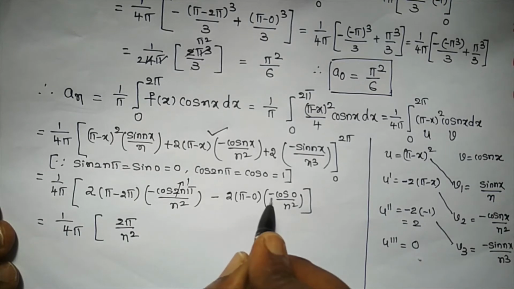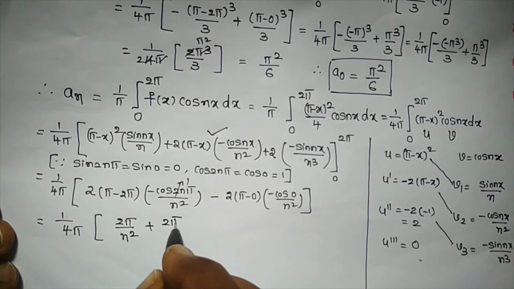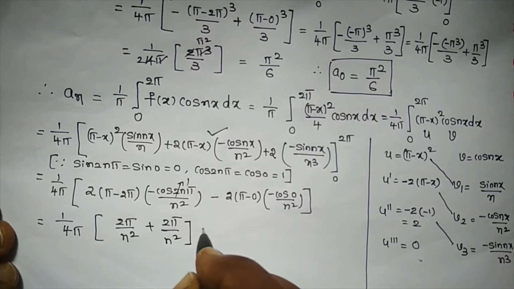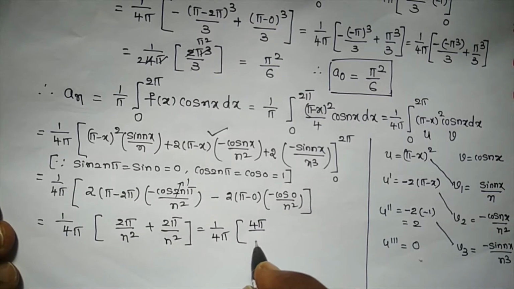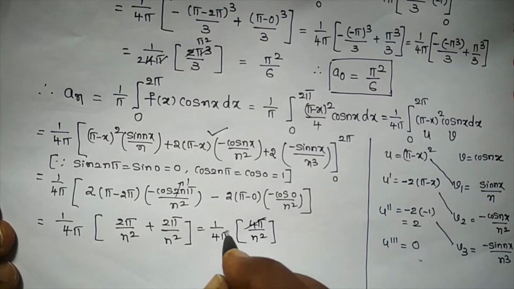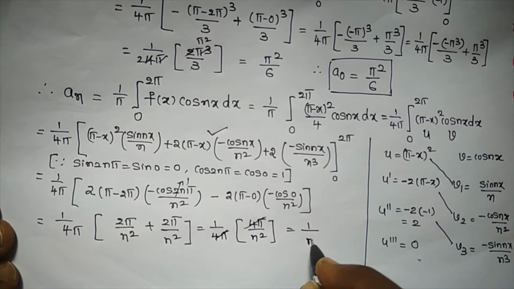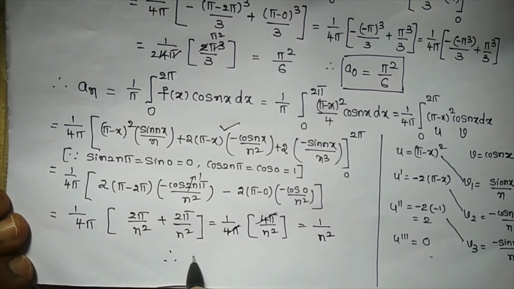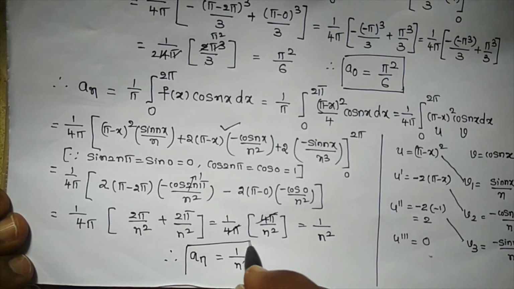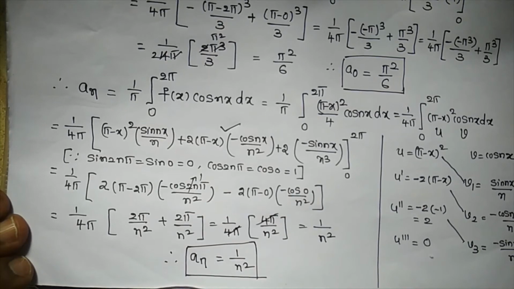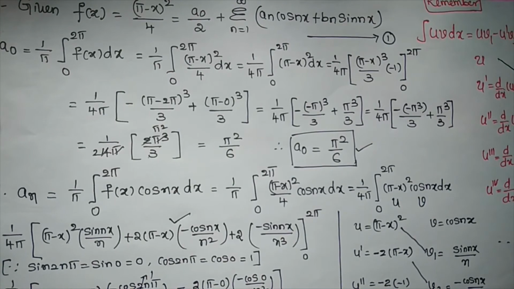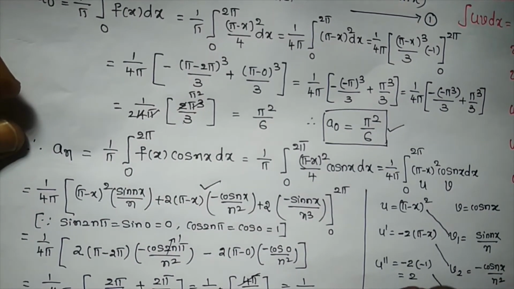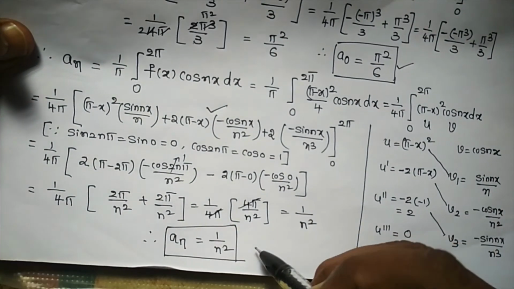And this is minus into minus plus. This is also 2 pi by n square. So 1 by 4 pi into 4 pi by n square. 4 pi gets cancelled. The answer is 1 by n square. Therefore, an is equal to 1 by n square. So already we are getting a naught as pi square by 6, and an as 1 by n square.